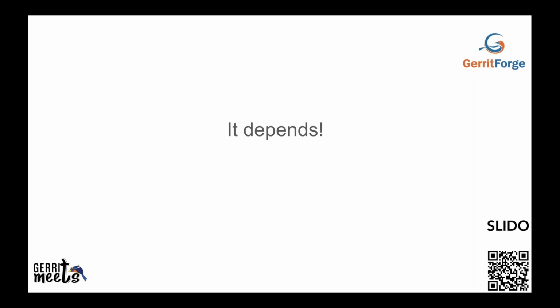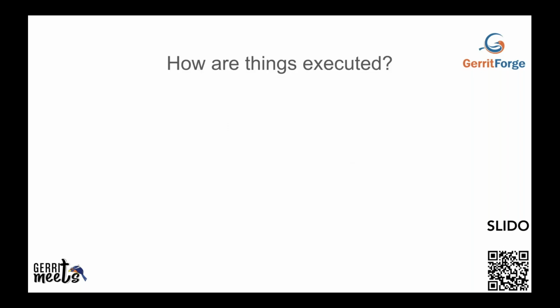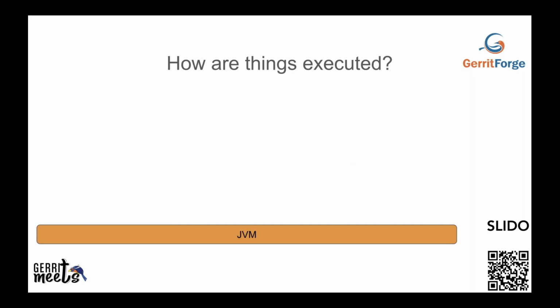The first interesting question is: what are you killing? You really need to understand the nature of the operation that you're trying to stop, because depending on that nature, the approach for killing it is different. To understand what you are killing in Gerrit, you need to understand how things are executed. Gerrit is a Java-based application, so it runs on the JVM, and as new operations get executed, you have new threads running on the JVM.